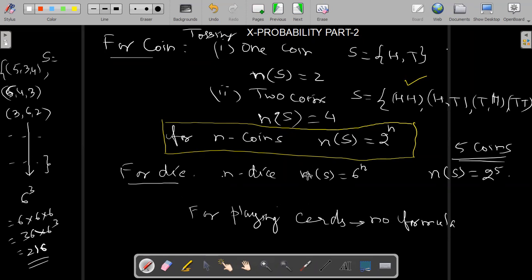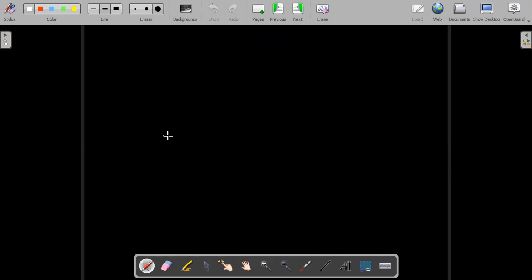Then, an event whose probability is 1 is called a sure event, and an event whose probability is 0 is called an impossible event. That we have already studied. Probability can never be negative. Probability always lies between 0 and 1, which we studied in class 9. So we always have to find the probability of an event.